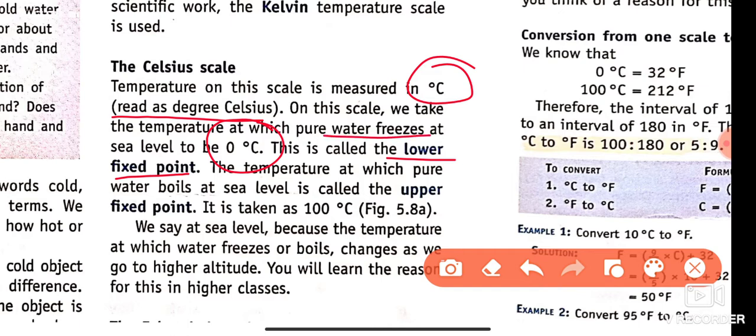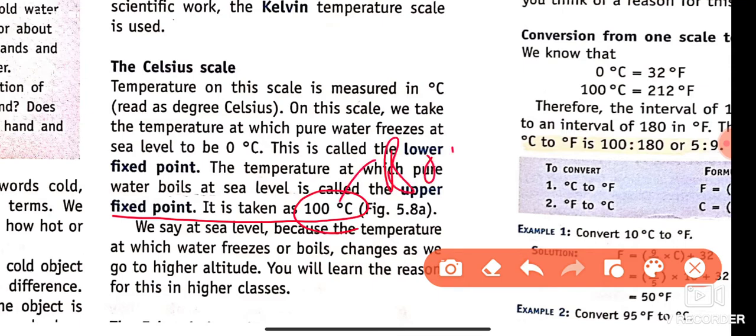Second is the temperature at which pure water boils at sea level, which is called the upper fixed point. And what is the upper fixed point of the Celsius scale? 100 degree Celsius, and it is the boiling point of water, the temperature at which water starts to boil.